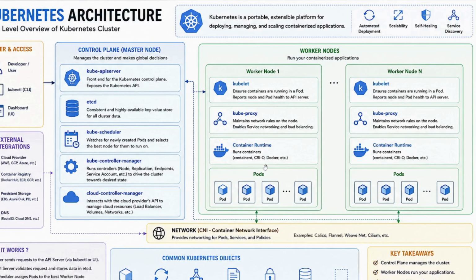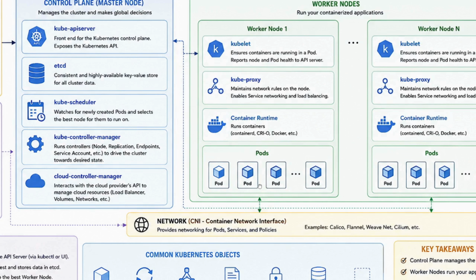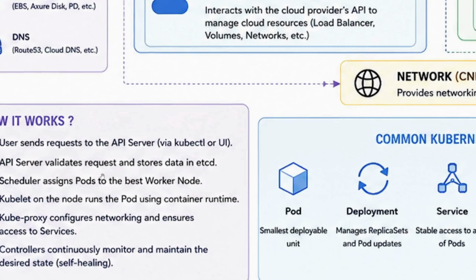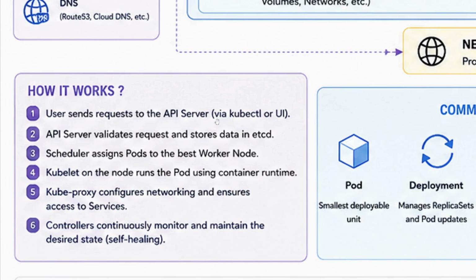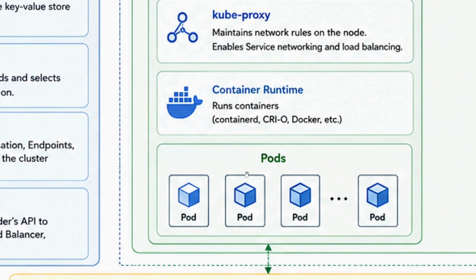Hopefully this will help you understand Kubernetes in a much better way, as we will deep dive into various concepts with examples, etc., in other videos. Like I told you, the high level flow is: the user sends a request to the API server, which is your client, or it could be a UI or a CLI, etc. Then the API server validates the request and stores data in etcd. Then the scheduler assigns the pod to the best worker node. Like I told you, the scheduler finds the best worker node for the pod. Kubelet on the node runs the pod using the container runtime.